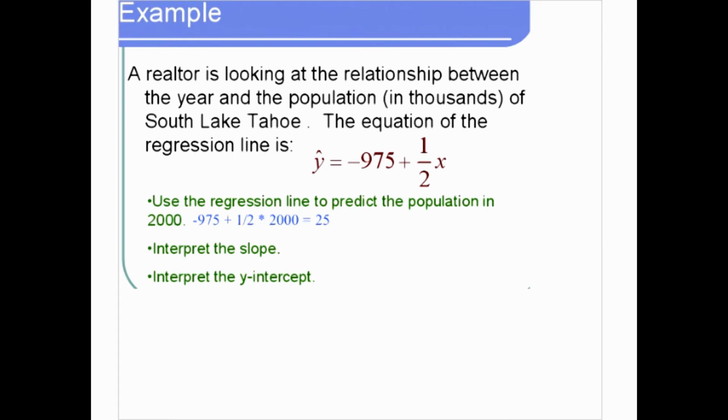Good, good. So we take negative 975 plus 1.5 times 2,000, and you could drop it in your calculator or do it by hand, and you get 25. And remember, this is in thousands, so the population of South Tahoe was about 25,000 people in the year 2000. Any questions on that?